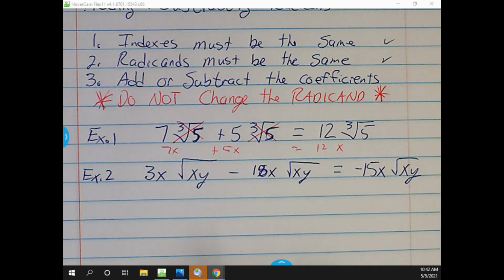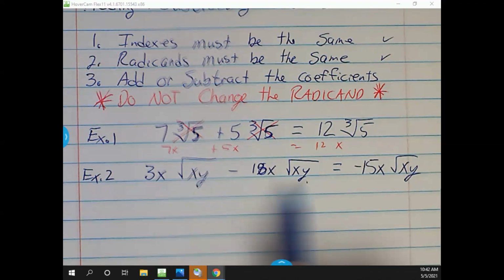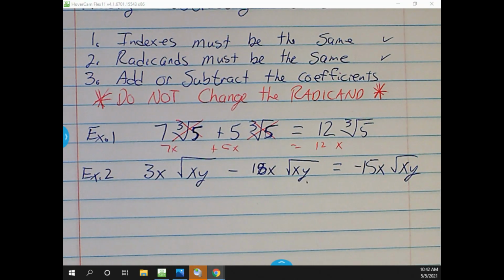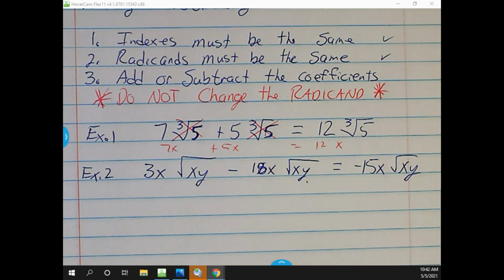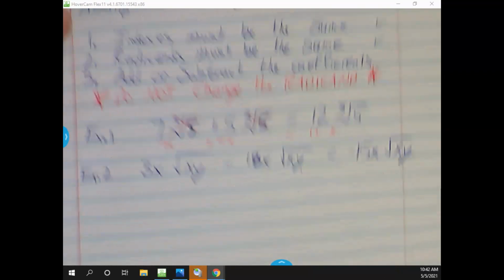So as long as the indexes and the radicands are the same, just add and subtract the numbers in front. Again, some of them have some variables, but most of the time you're looking at just plain numbers here. All right, so here's what you have to do if the radicands aren't the same.